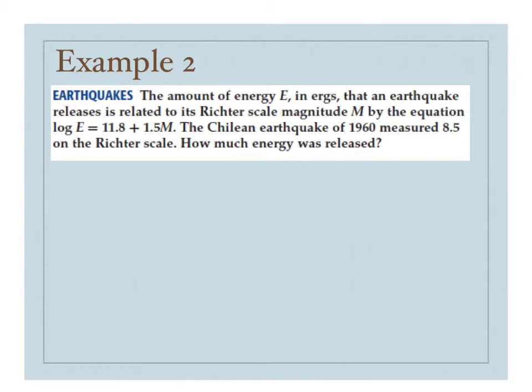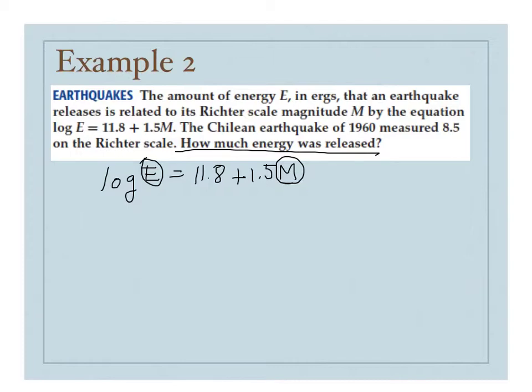Well, this is an example of how logs are used in real life. So let's take a look. Scientists basically developed this formula. They said if I take the log of the amount of energy, that is always equal to 11.8 plus 1.5 m, where m is the magnitude. So m is the magnitude of the earthquake on the Richter scale, and E is the amount of energy in ergs. So the question says, how much energy was released?